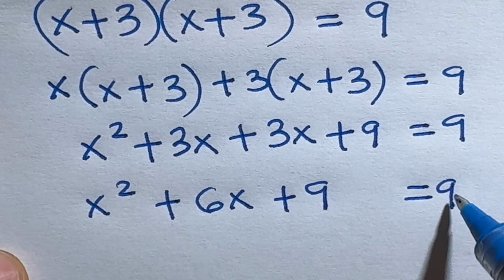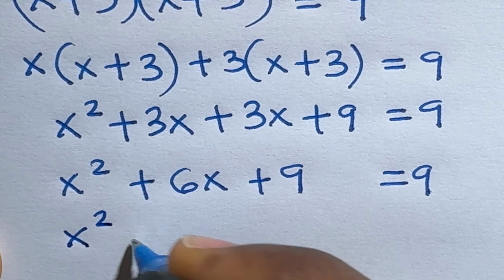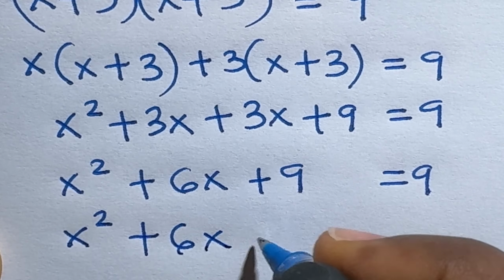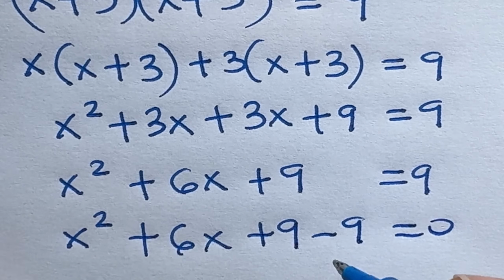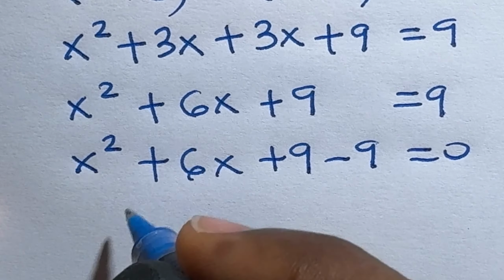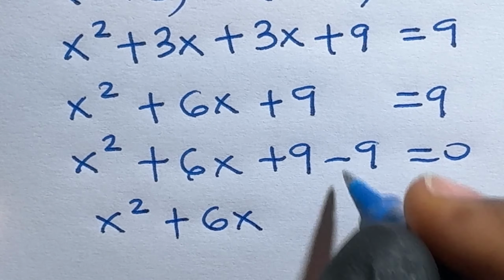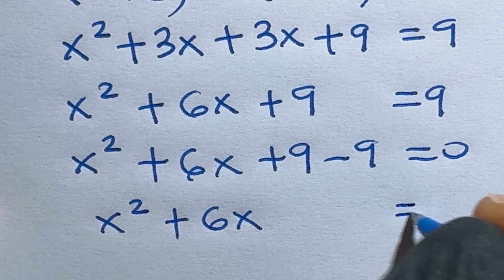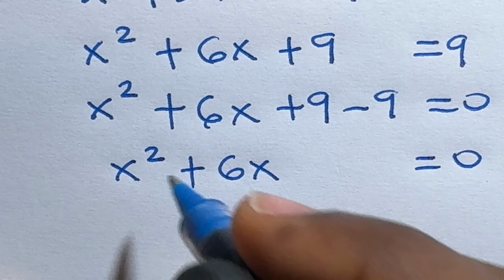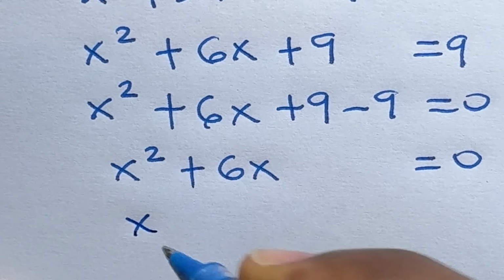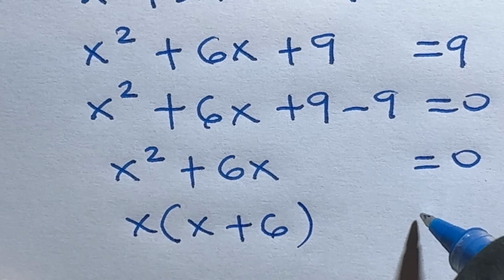If I bring this 9 to the left hand side, I'm going to have x² + 6x + 9 − 9 is equal to 0. 9 minus 9 is 0. This gives me x² + 6x. This is 0, so I'll leave it at that. Is equal to 0. I will then factorize because I have x in both terms, so I have x into bracket x + 6 is equal to 0.